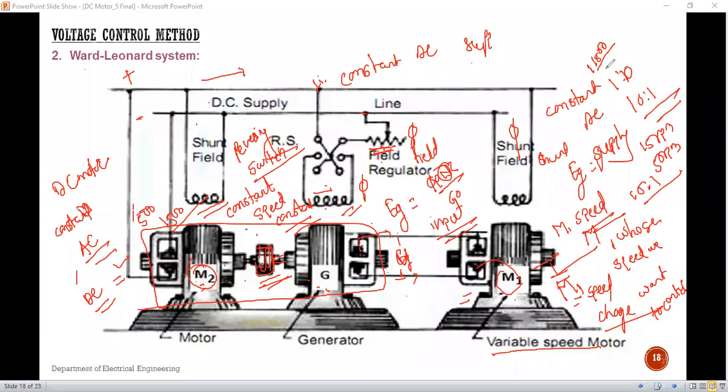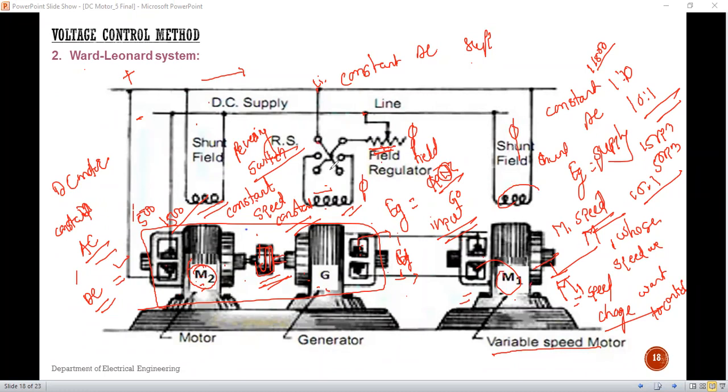And this motor can be running above the rated speed, like a maximum speed. Whatever the maximum speed is, we can run it. And the shunt field is kept constant. Its shunt field will be constant. So thus we are controlling the speed of the motor.